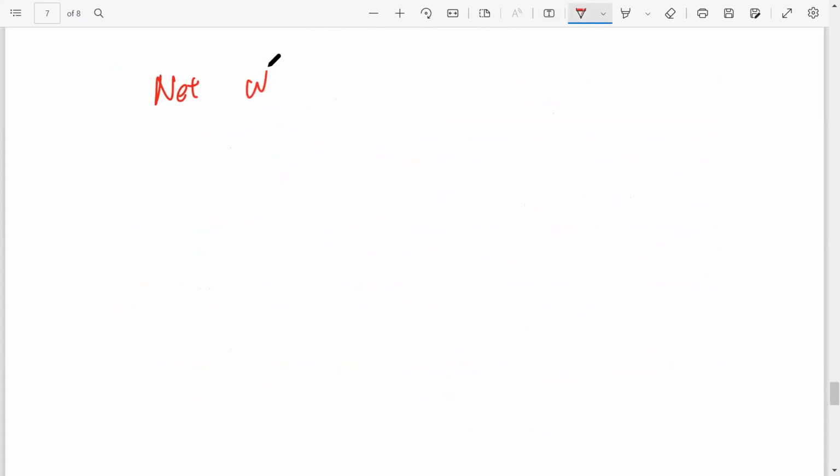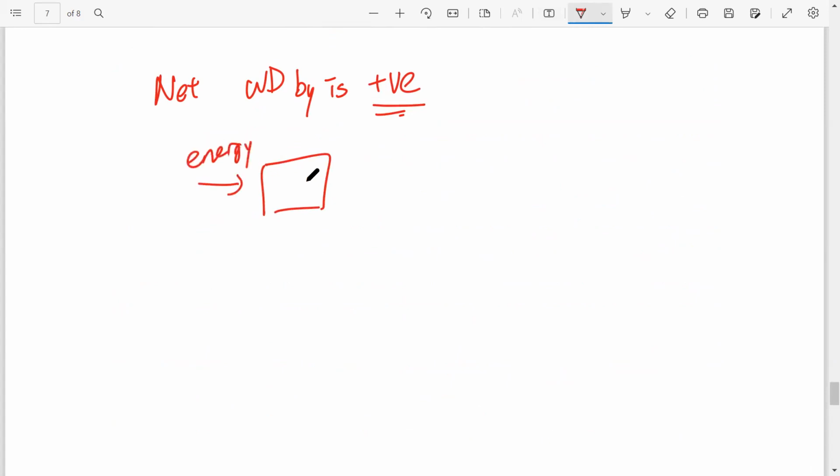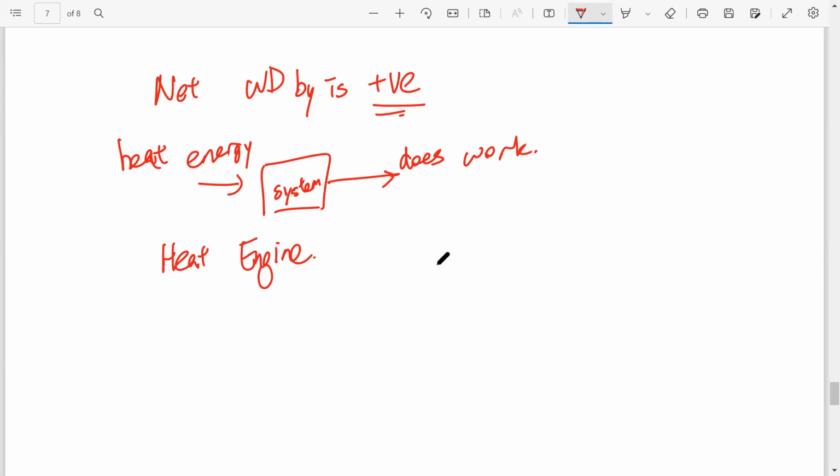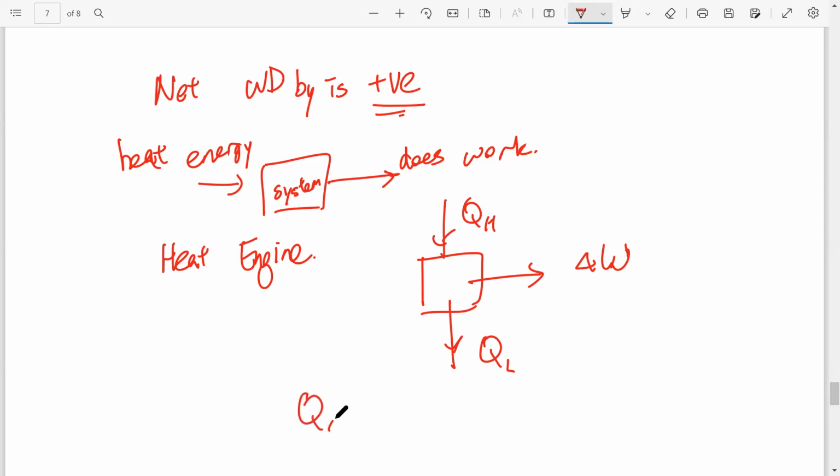When we say net work done by is positive, the by and on is very interesting, so it's very important. Net work done by is positive means that we are actually giving energy to the system and the system does work. Typically, you'll be giving in heat energy for a thermodynamic cycle. An example of such a system is a heat engine. A heat engine takes in heat, called Q high, does work, but not all the heat is used to do work. So you'll have some output, we call it Q low. Q high minus Q low is the delta Q, the net heat supplied to the system.